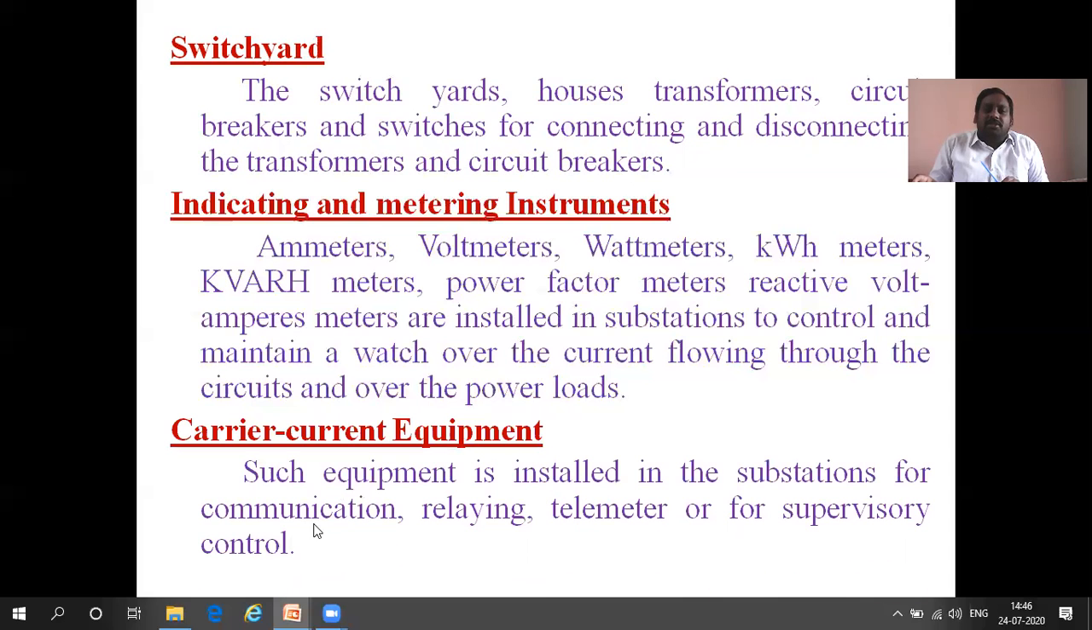Carrier current equipment. Such equipment is installed in the substations for communication, relaying, telemetering or for supervisory control. Supervisory control means SCADA, supervisory control system. That system is used in distribution systems nowadays to control the distribution system in a prescribed manner.